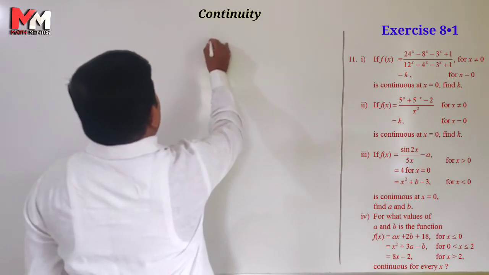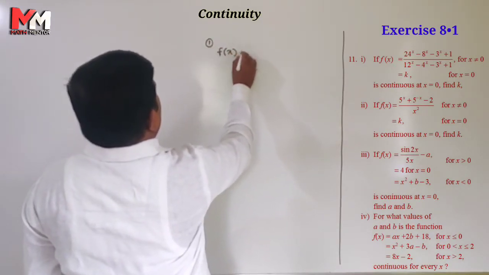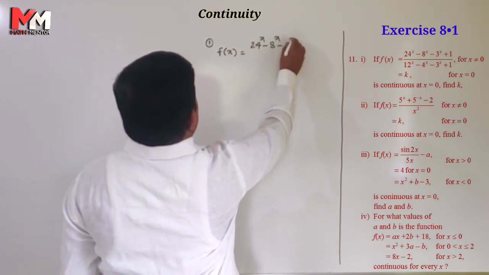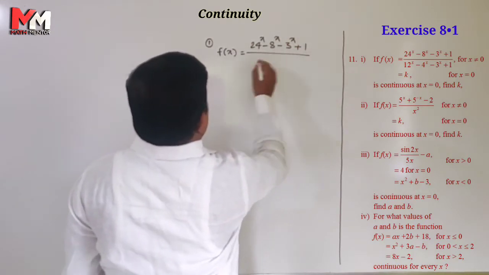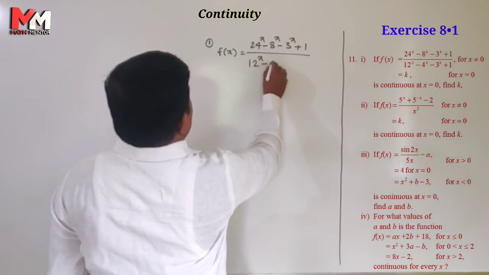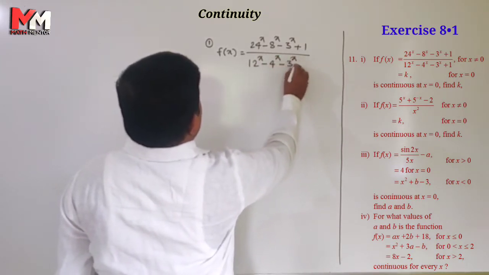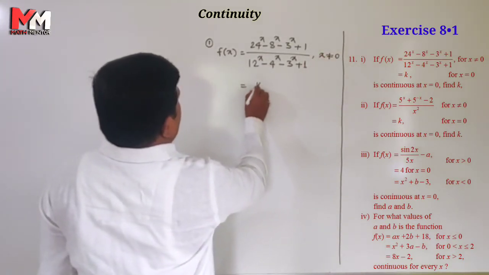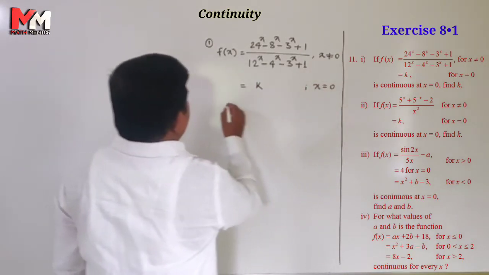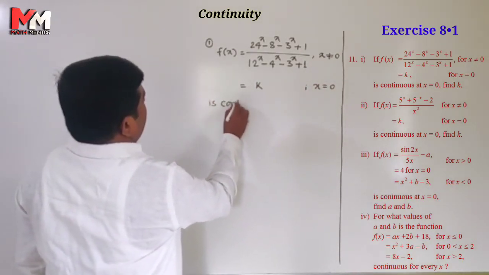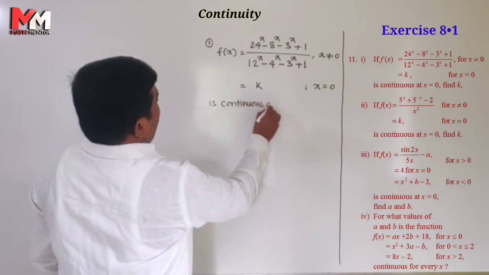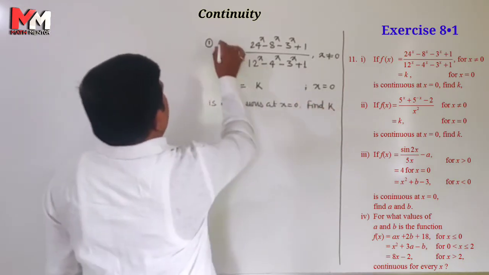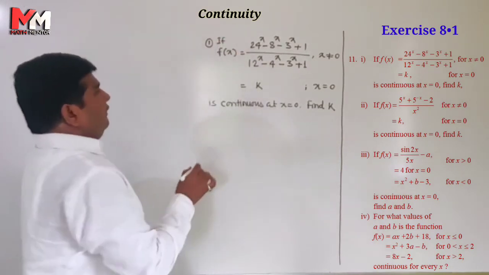So what is the question? If f of x is equal to 24 raised to x minus 8 raised to x minus 3 raised to x plus 1, divided by 12 raised to x minus 4 raised to x minus 3 raised to x plus 1, for x not equal to 0, and is equal to k for x equal to 0, is continuous at x equal to 0, find k. So this is example number 11.